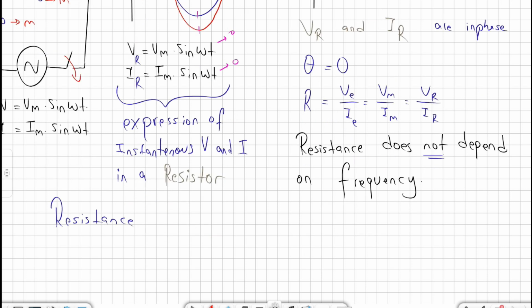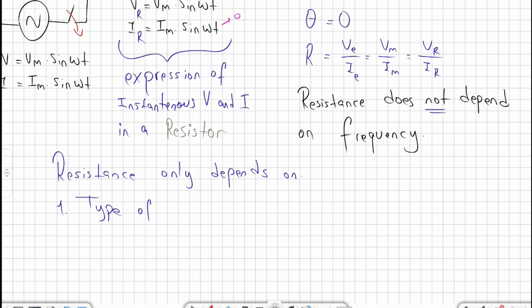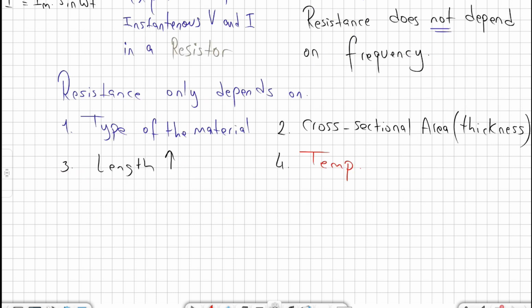Resistance in a resistor only and only depends on 4 quantities. The first one is the type of the material, the second one is the cross-sectional area of the wire that you have, the third one is the length, and lastly temperature. As temperature increases, resistance also increases. As length increases, resistance increases. But as cross-sectional area increases, resistance decreases. So it is inversely proportional with the cross-sectional area, because think of it as a wider road. The thicker the wire, the wider the road is for the electrons to pass through the wire.